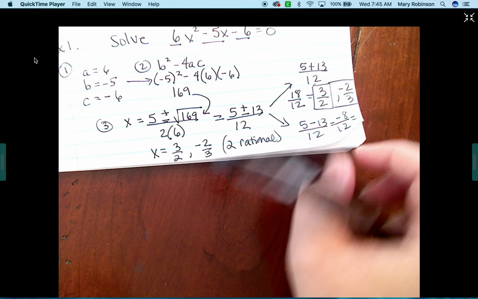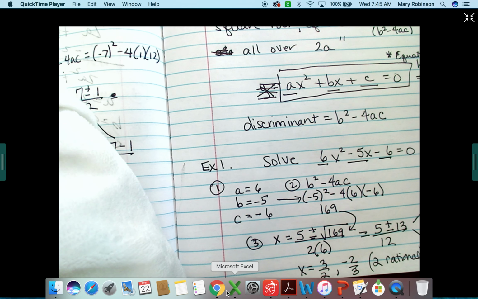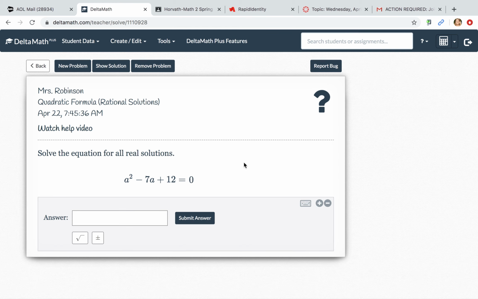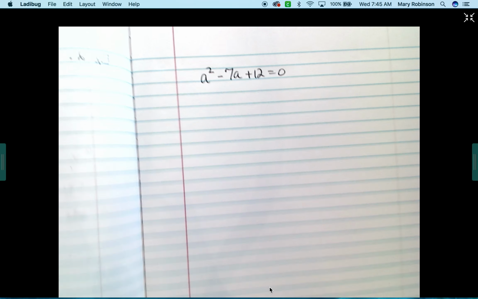So that'll be important. All right, so I'm going to go ahead and flip to Delta Math, and we're going to do problem number 1. So I'm going to hit C problem. So you'll just pick problem 1. And I'm going to write this down on paper. You will not want to do this without writing it down. So on paper, I'm going to write down that I'm solving a squared minus 7a plus 12 is equal to 0. Then flip back here to my document camera so I can work it out with you.